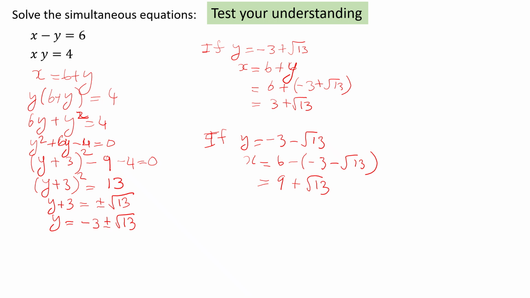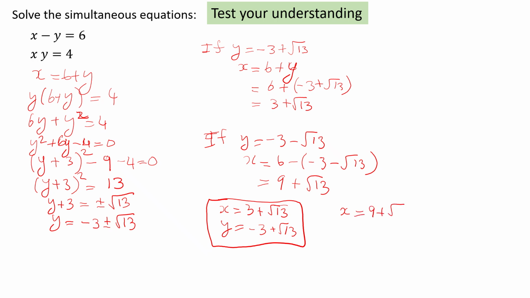So if x is 3 plus root 13, y is minus 3 plus root 13. This is one answer. Next one, if x equals 9 plus root 13, y equals minus 3 minus root 13. Two pairs of answers.